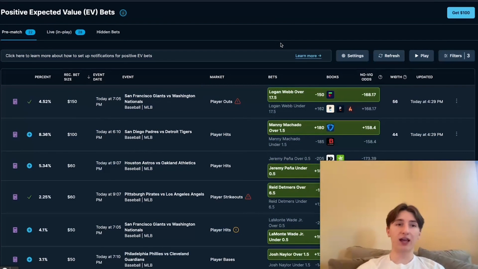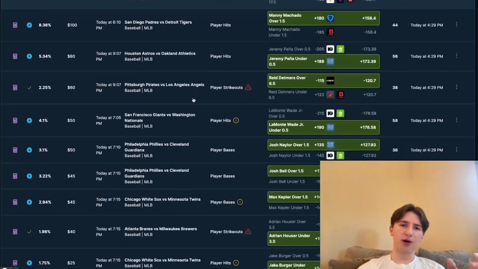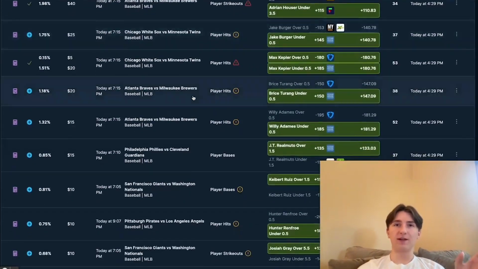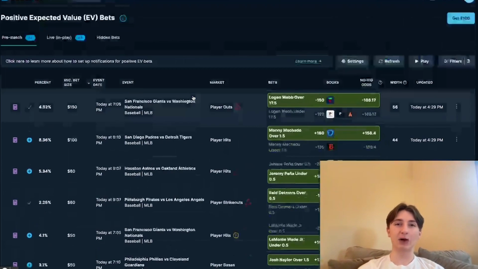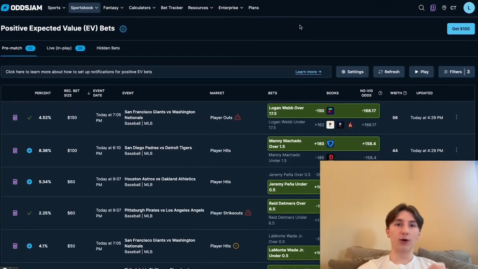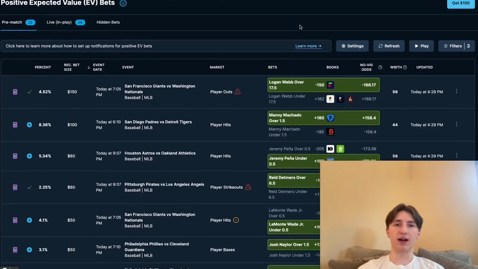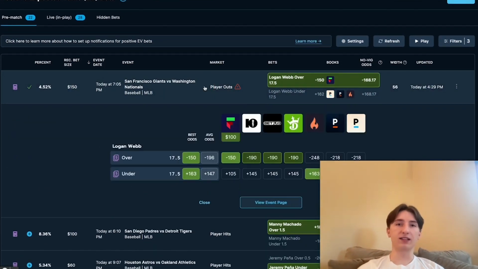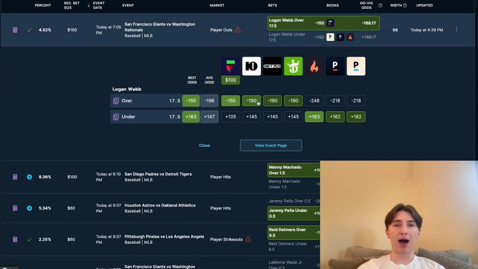So the top play on the positive EV screen is the one we just looked at with Logan Webb over 17.5 outs. But there's plenty of profitable sports bets that the EV screen is finding by scanning the market and looking for discrepancies. And ultimately, if you're looking to make a profit as a sports bettor, you might have a model that says Logan Webb is really likely to go over 17.5 outs. But if you place that bet at minus 190, you're not going to make money in the long run, because there was a minus 150 sitting right in front of you where you make a couple more percent, maybe around 5 to 10% more profit on this bet, and you didn't even see it.